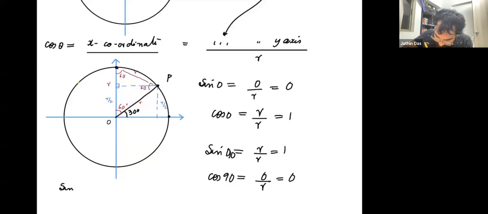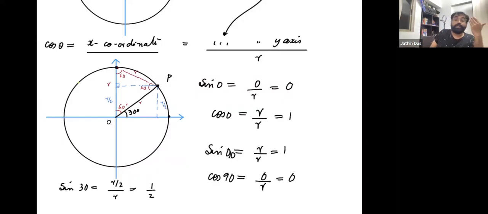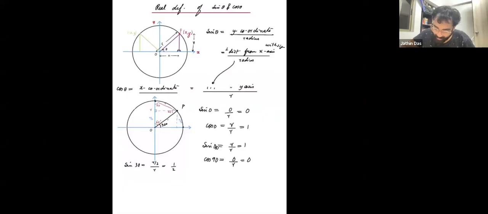So I wanted sine of 30 degrees. Now I got the y coordinate: R by 2 by R, which is 1 by 2. Like that you can keep on doing. If it is 45, it becomes an isosceles right triangle, and so on. Suppose I want to find sine 45, I say.